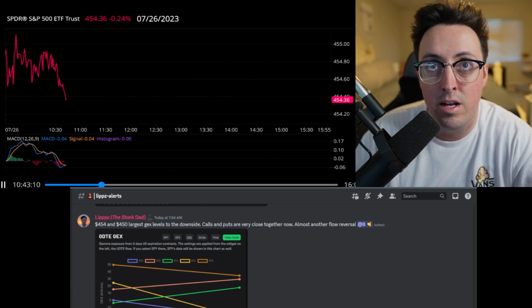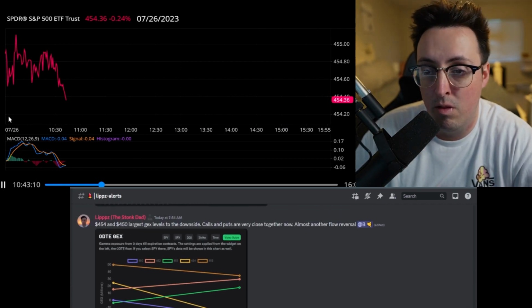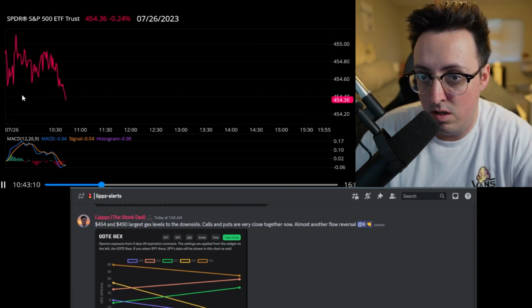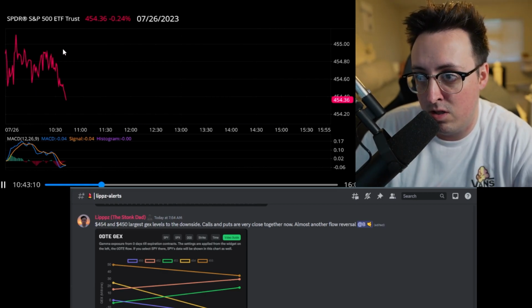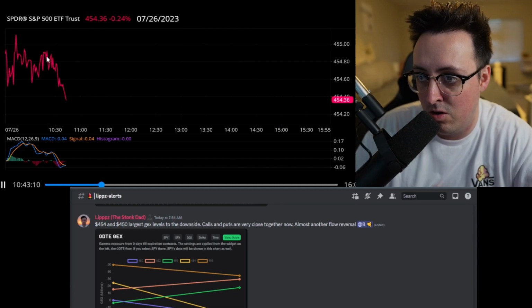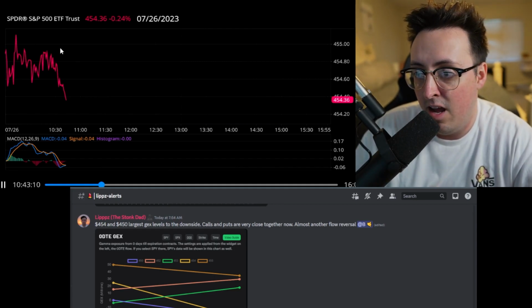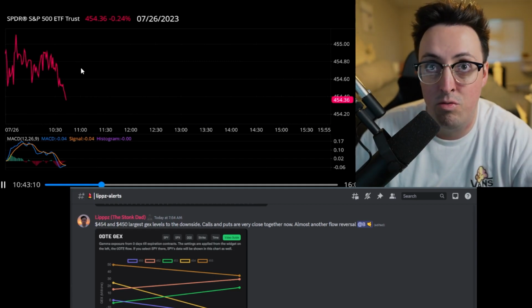So let's pause it right here because this is when I typed out this message down here at the bottom. As you could see, we went up into that 455 level. We did come back up pretty closely within 10 cents, 9 cents or so, and then we rejected it again. And then we started heading down towards the 454 level.